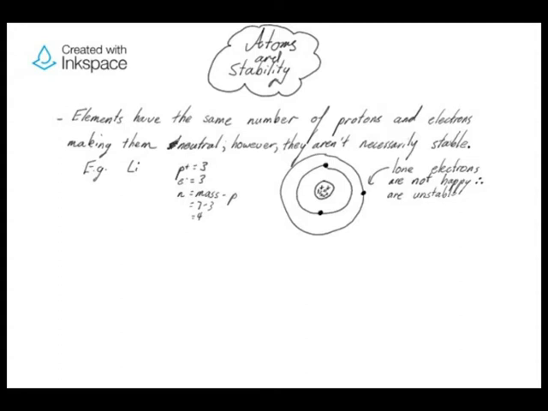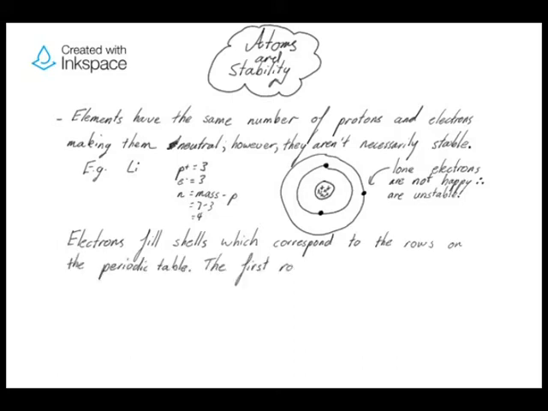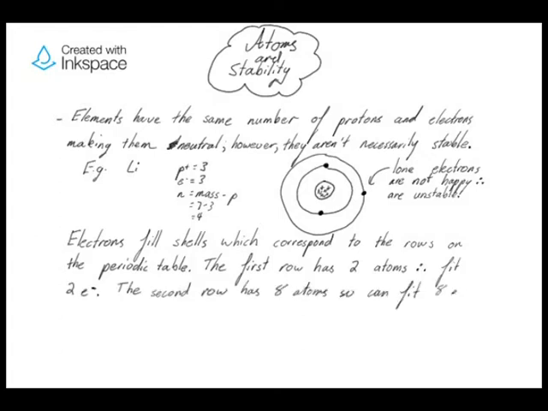That electrons aren't happy when they're not together. They don't have a pair, or when they're left alone. So, kind of like us humans, we want to have friends. So, electrons fill shells which correspond to the rows in the periodic table. We know that. So, we know that fluorine is in the second row, so it has 2 shells. So we know chlorine is in the third row of the periodic table, so it has 3 shells.